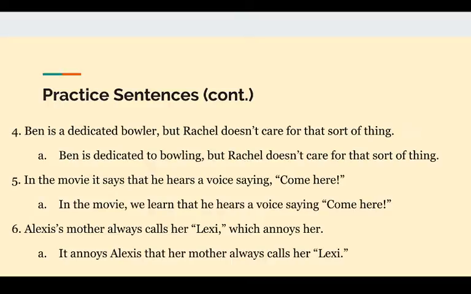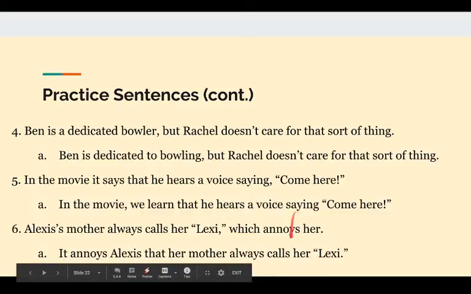The last example sentence is Alexis's mother always calls her Lexi, which annoys her. So again, with context or even without context, you can infer, but as a writer, it's your job to convey your idea clearly. So we don't know who her is. Her could be Alexis's mother, or it could be Alexis. So it annoys Alexis that her mother always calls her Lexi. So it's annoying Alexis. And that makes it clear that Alexis is the her that was being referred to here, but now it makes sense that it annoys Alexis that her mother always calls her Lexi.